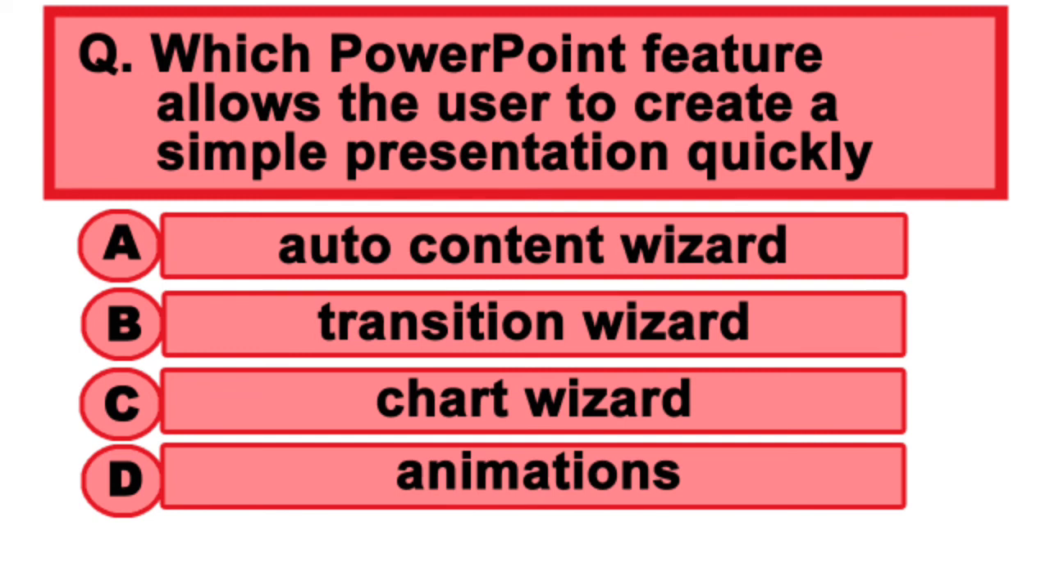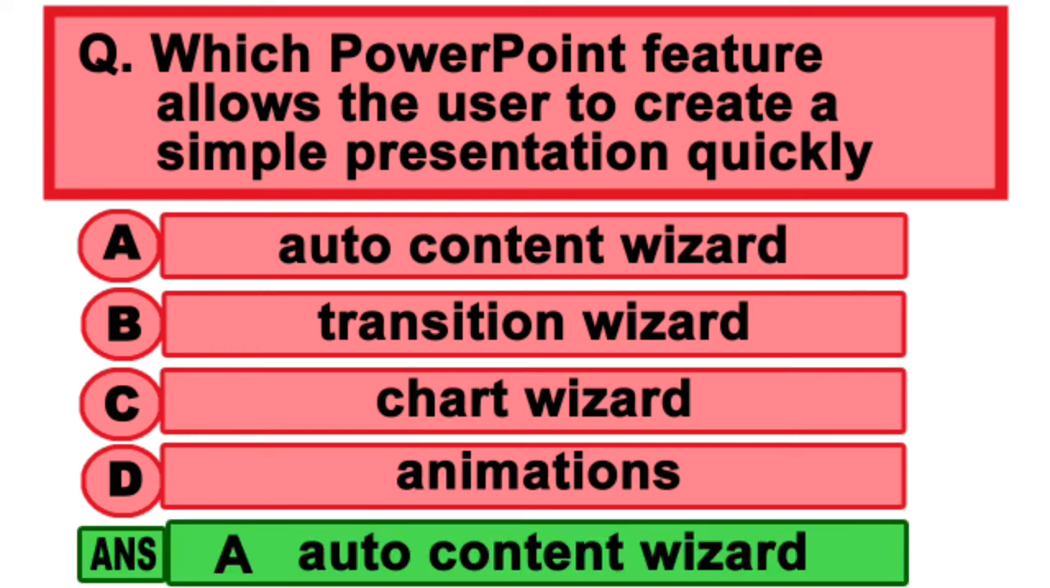Which PowerPoint feature allows the user to create a simple presentation quickly? The options are A, Auto Content Wizard, B, Transition Wizard, C, Chart Wizard, D, Animations. The correct answer is answer A, Auto Content Wizard.